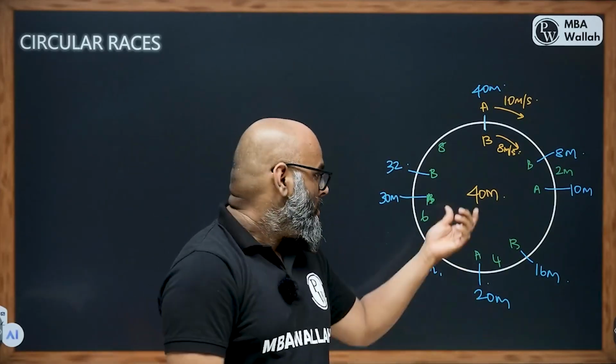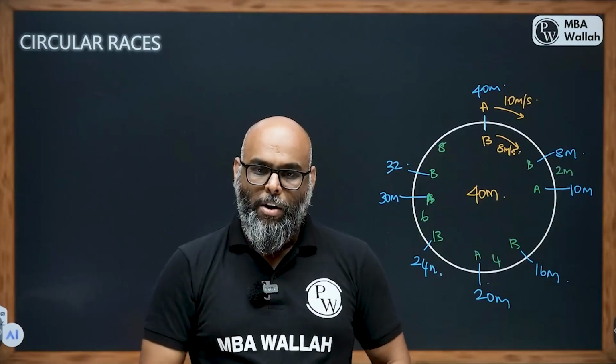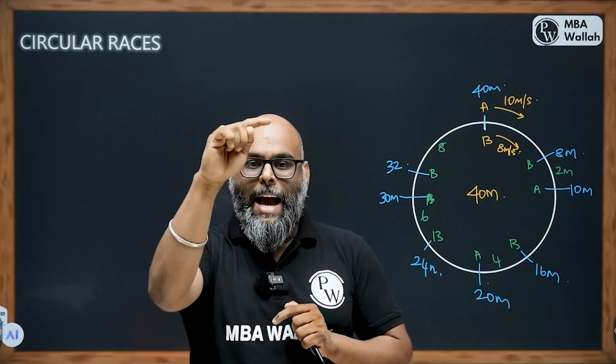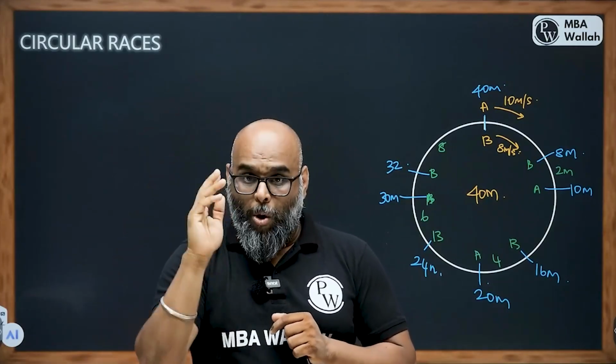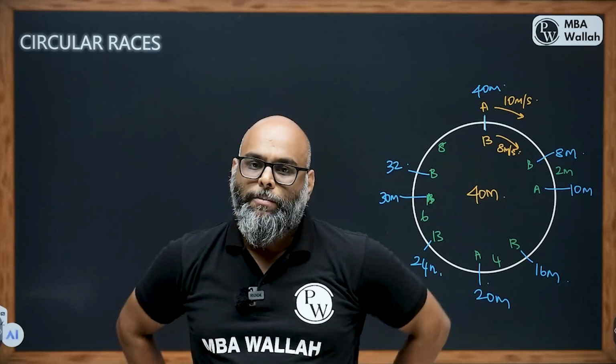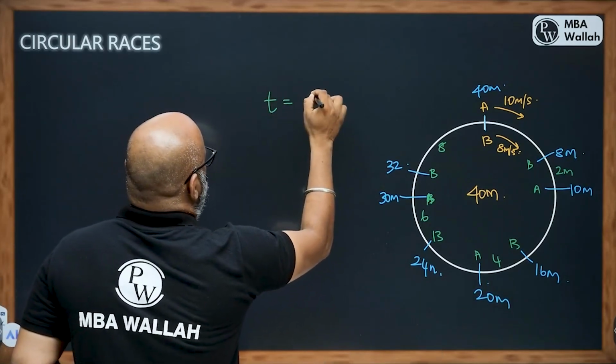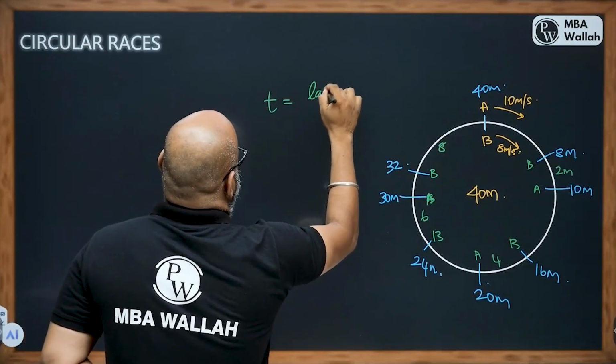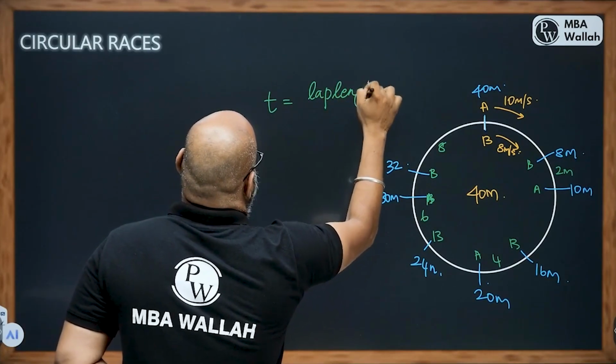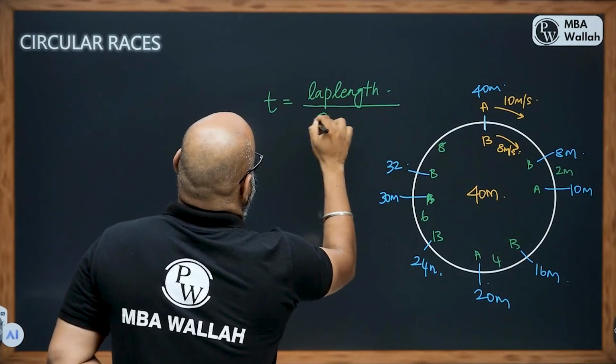What do you mean by 40? 0, because the lap length is 40. So can I say A has to complete 1 lap more than B for them to meet? So what will be the time taken? The time taken will be lap length divided by relative speed.